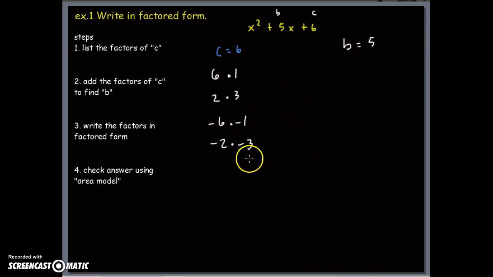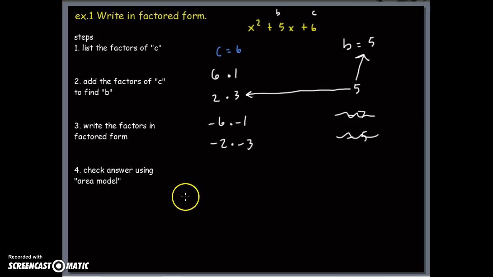So negative 2 plus negative 3, that would add up to a negative 5. That's not b. Negative 6 plus a negative 1, that adds up to negative 7. That's not 5. 2 plus 3 is 5. So we've identified the factors that multiply to give us 6 and add to give us 5. So we know that we can now write our factored expression, where x plus 2 times x plus 3. I could write x plus 3 times x plus 2, as long as you've got them both in parentheses being added to the x, because they're both positive.